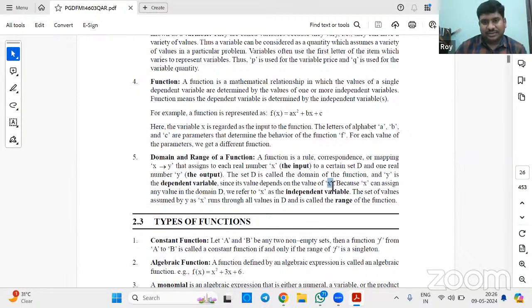Now, let us say dependent and independent. I will just tell you an example. Petrol prices are dependent on what? What variable?